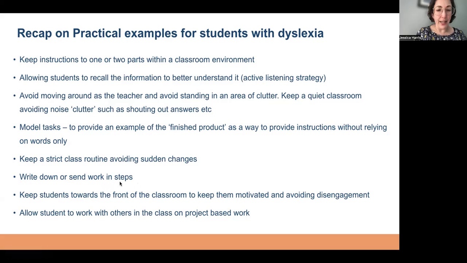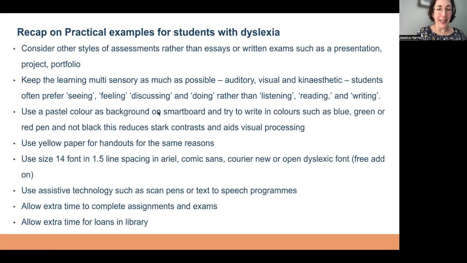Write down or send work in steps. Keep students towards the front of the classroom to keep them motivated and avoid disengagement, and allow students to work with others in the class on project-based work. We're going to consider other styles of assessment rather than essays or written exams, such as presentation, project, or portfolio. Again, some of that outside the box thinking. And keep the learning as multisensory as possible, auditory, visual, and kinesthetic, incorporating all our senses. Students often prefer seeing, feeling, discussing, and doing rather than listening, reading, and writing.